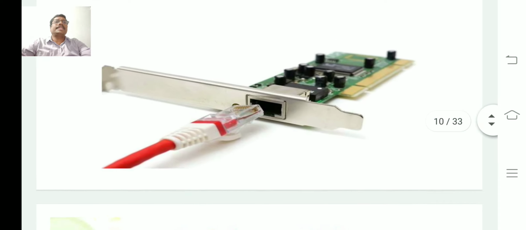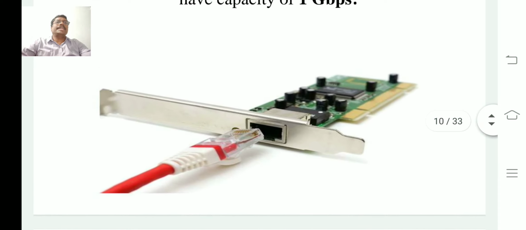See, it appears physically like this. This is the NIC card port; it has a port to connect to. This is the NIC card, the network interface card. This is the RJ45, with this red shape at the end. This is the NIC card, and the port is there. For that port, we are going to connect this RJ45 connector.